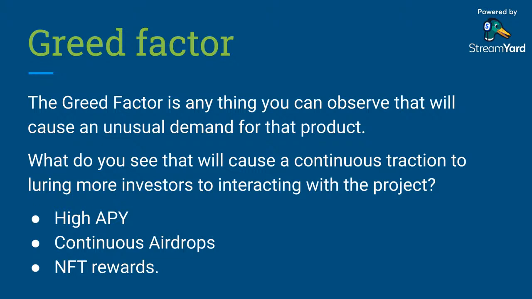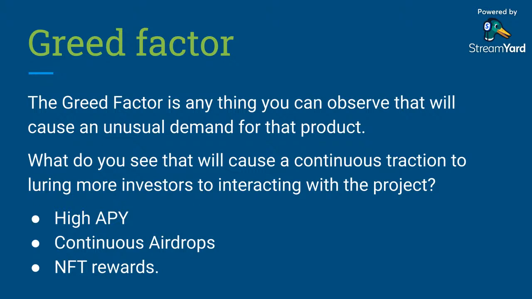What do you see that will cause continuous traction, luring more investors to interact with the project? For Luna, I can tell you for sure that what made Luna gain such traction was the high APY. They did airdrops too, but the main one was the high APY. So the moment people began to talk about Luna, everyone began to enter Luna just because of what they want. That was their greed playing on them. But they didn't know. So always look out for the greed factor.